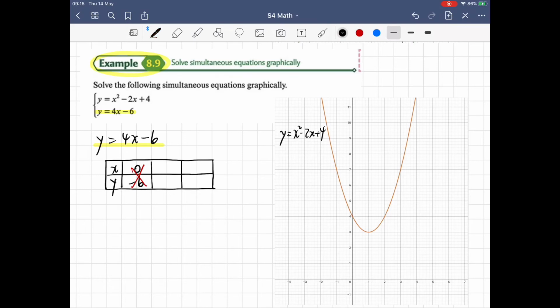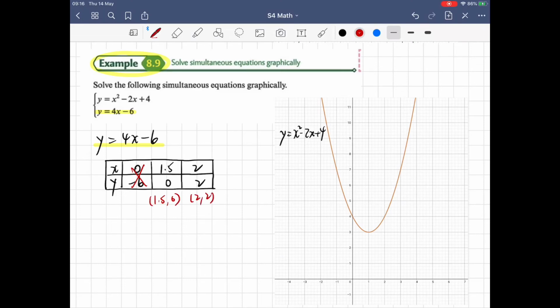Then we substitute y equal to 0, and we can get the answer of x equals 1.5. Okay, and finally, we need one more point. Then we can try x equals 2. Okay, and y equals 2. Okay, so we have two coordinates, (1.5, 0) and (2, 2).